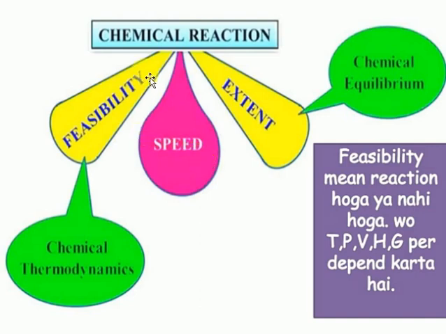Okay, the next one is the feasibility of a chemical reaction, whether the chemical reaction occurs or not. This is explained in the thermodynamics chapter. According to thermodynamics, whenever the delta G value is negative, the chemical reaction occurs. Whenever the delta G value is positive, the chemical reaction will not occur easily. Next is the chemical equilibrium chapter, which deals with how much product is formed.